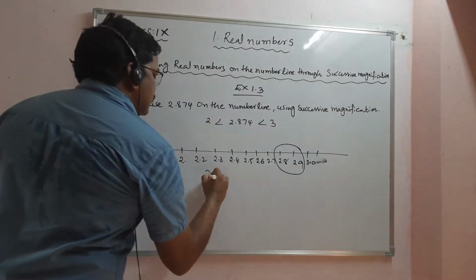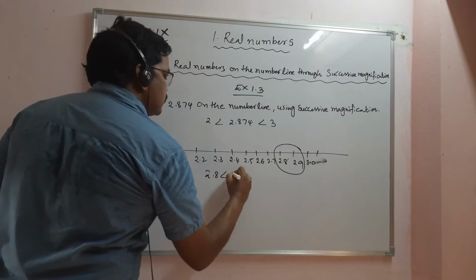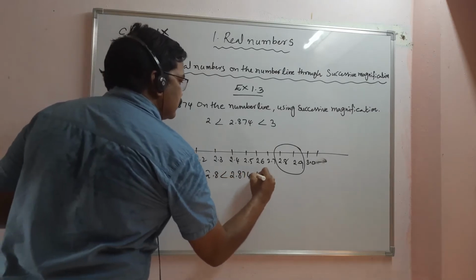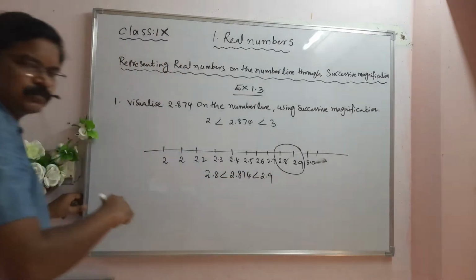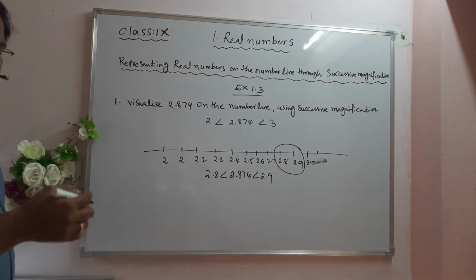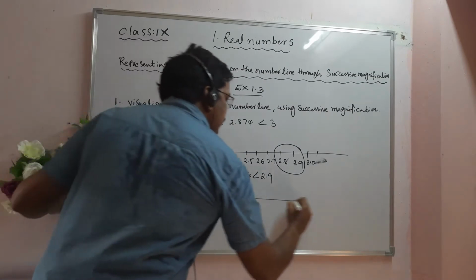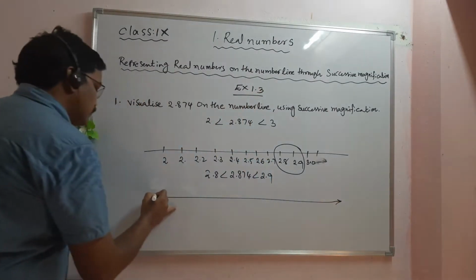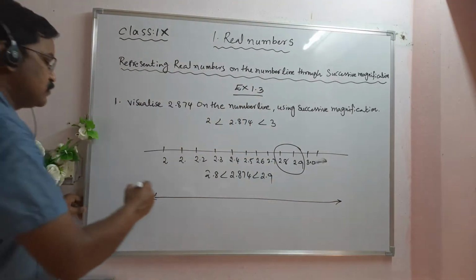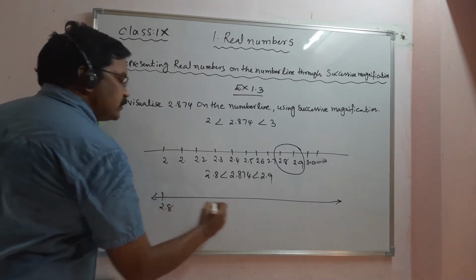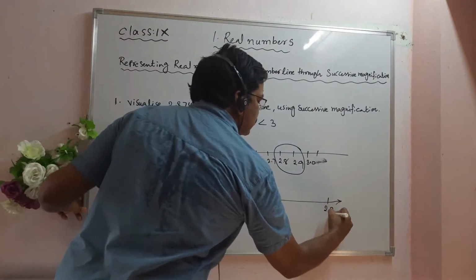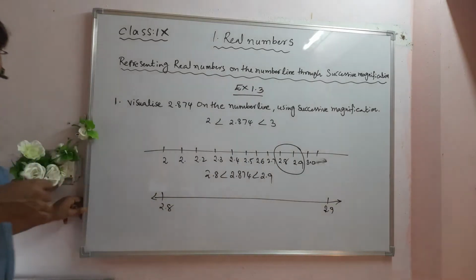Now we'll write like this. It is between 2.8 and 2.9. 2.874 is more than 2.8 and less than 2.9. Now again take a number line. Now we will take 2.8 and 2.9. We will write the numbers between 2.8 and 2.9.